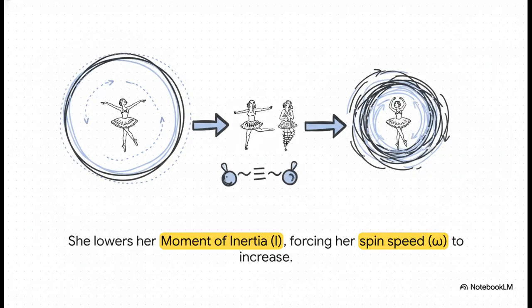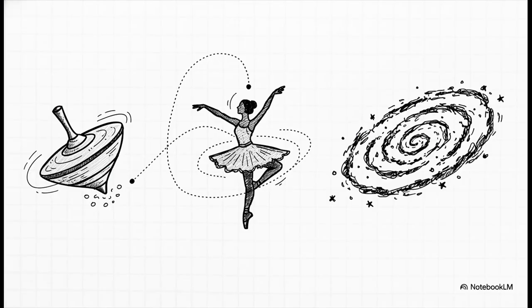And that brings us right back to our dancer. See, it's not magic. It's just really, really cool physics. When her arms are out, her moment of inertia, that's the I, is high, so her spin speed, the omega, is low. The second she pulls her arms in, she's just rearranging her mass. She makes her moment of inertia tiny. And because that total angular momentum has to be conserved, her spin speed has to skyrocket to make up the difference.